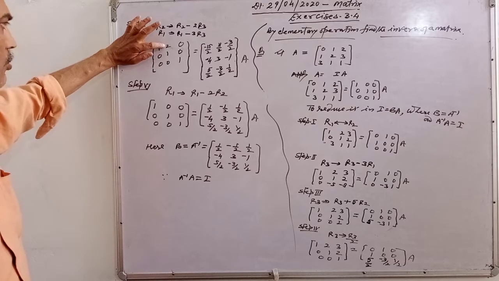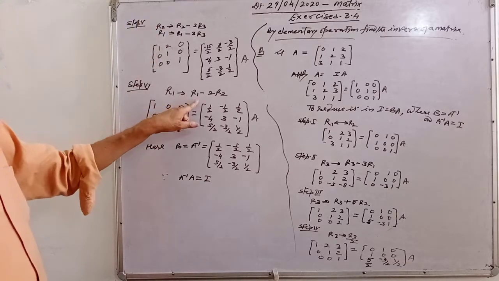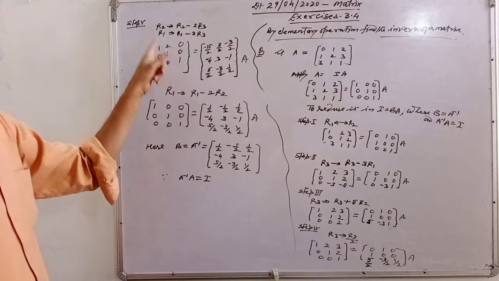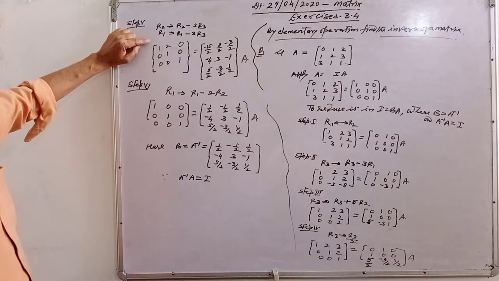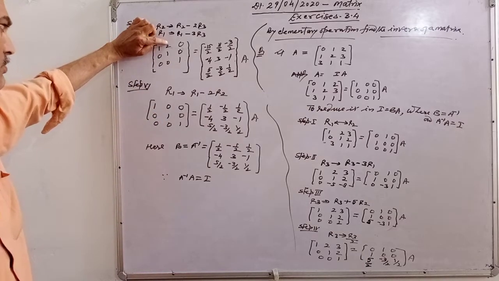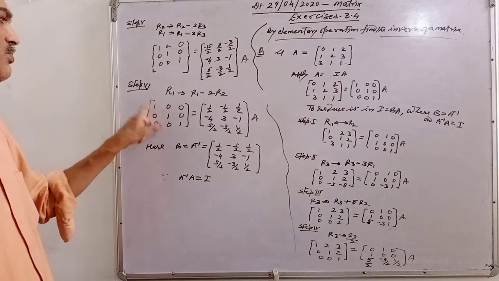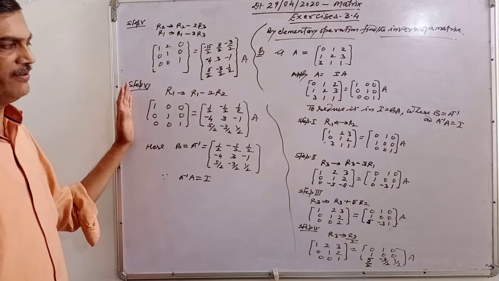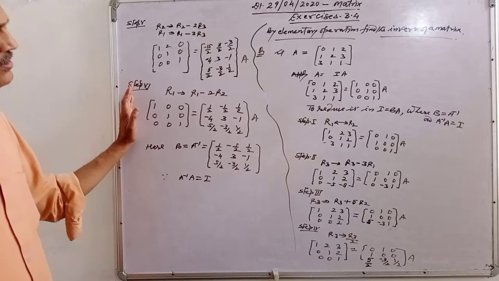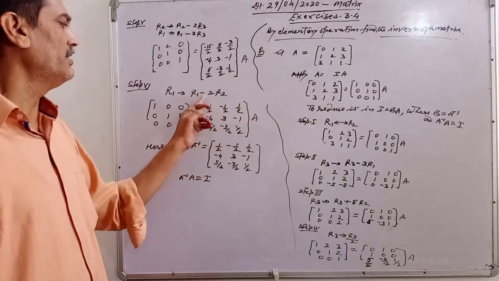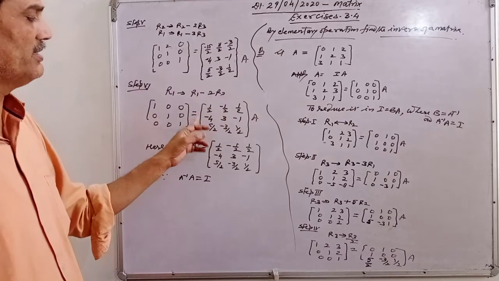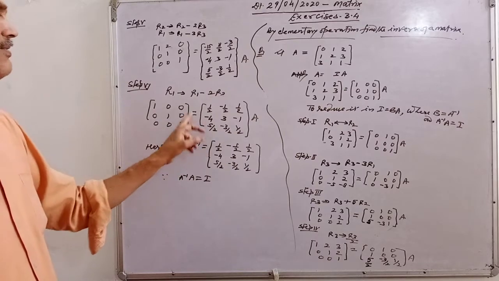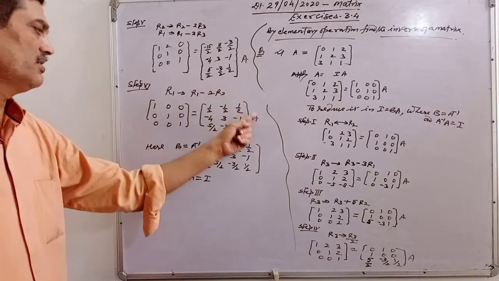So to make 0, apply R1 tends to R1 minus 2 times R2, in R2 multiplying by 2 then subtracting from R1. In this way this element will become 0. So here you will get this matrix when you apply this operation. Now your left side becomes the unit matrix. Of course, the right side here is A inverse. Why? Because A inverse into A is I. Means here B is equal to A inverse. A inverse is this.